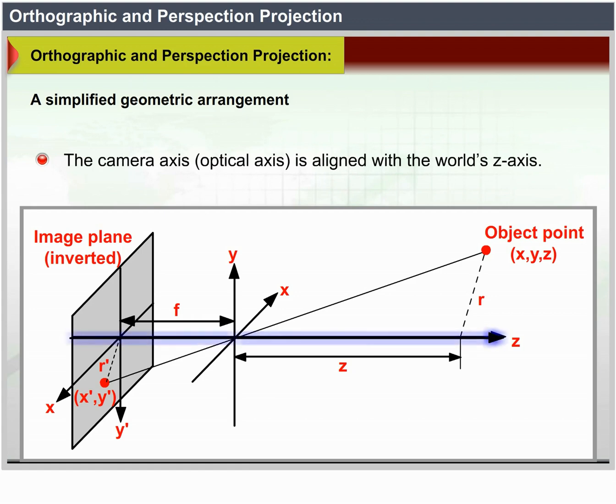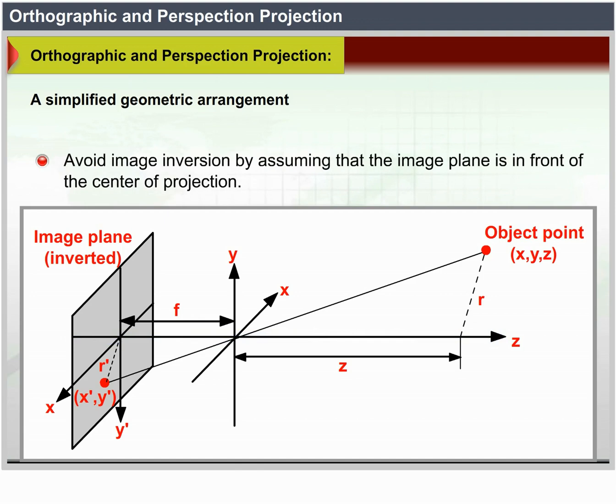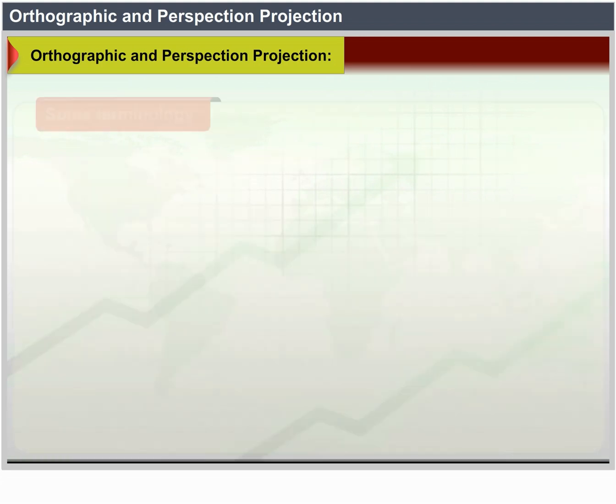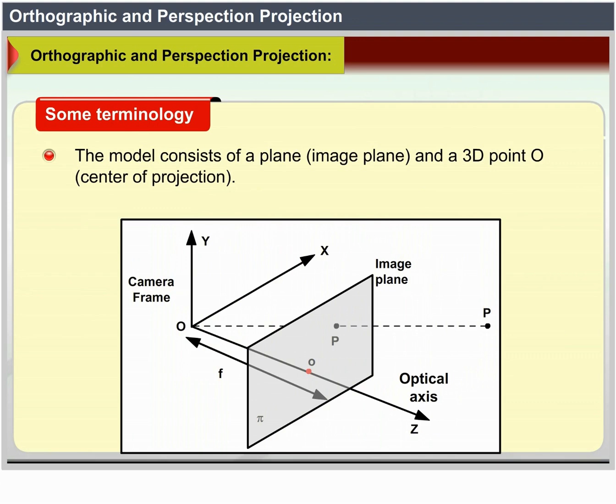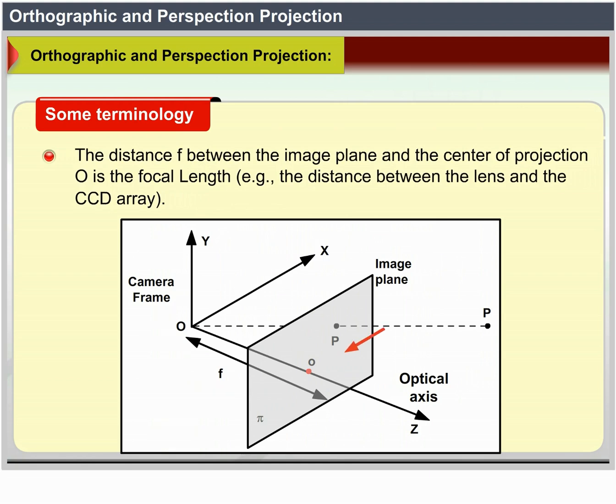Avoid image inversion by assuming that the image plane is in front of the center of projection. Some terminology. The model consists of a plane, the image plane, and a 3D point O, the center of projection. The distance f between the image plane and the center of projection O is the focal length, that is, the distance between the lens and the CCD array.